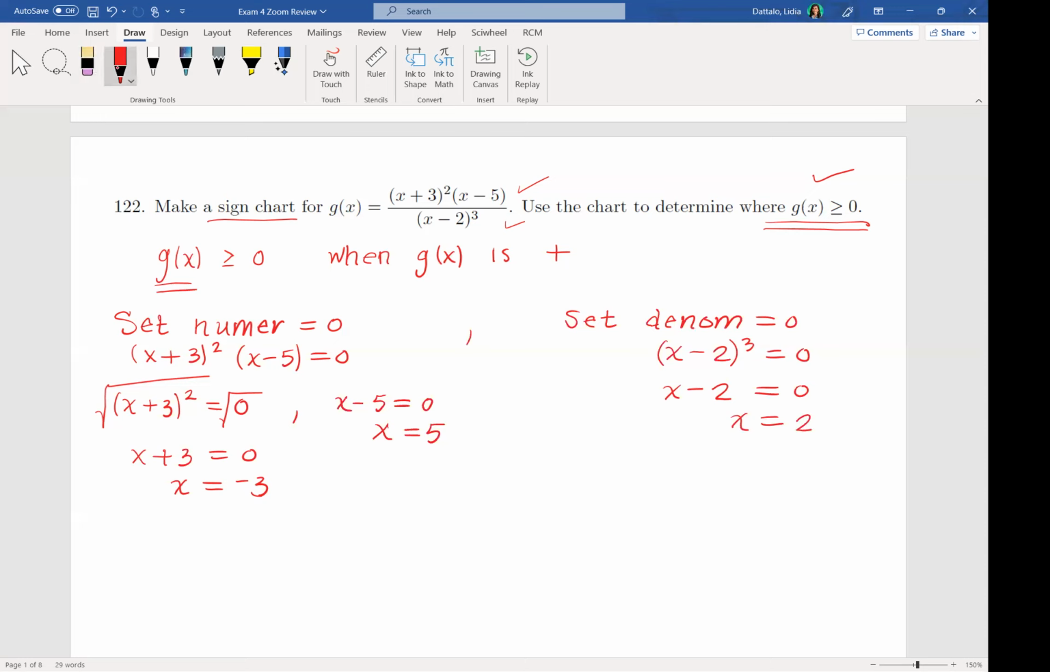All right. So now we have these numbers. Note that when x is negative 3 or x equals 5, g of x equals 0. When x equals 2, if I let x equal 2, I'm going to get a 0 in the denominator, and that's what we did. So g of x is going to be undefined.